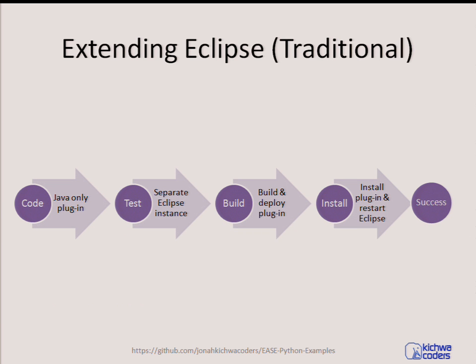OK, so actually, I'll go into this a bit. One of the main aims: who's written a plugin for Eclipse? Yeah, OK, quite a few of you. So you'll recognize this flow: you have to write some Java code, and it can only be Java. You write it in a plugin with a bit of XML. Then to test it, you launch up a separate Eclipse runtime. Once you're happy with your plugin, you figure out how to build and deploy it. And then you install it in Eclipse.